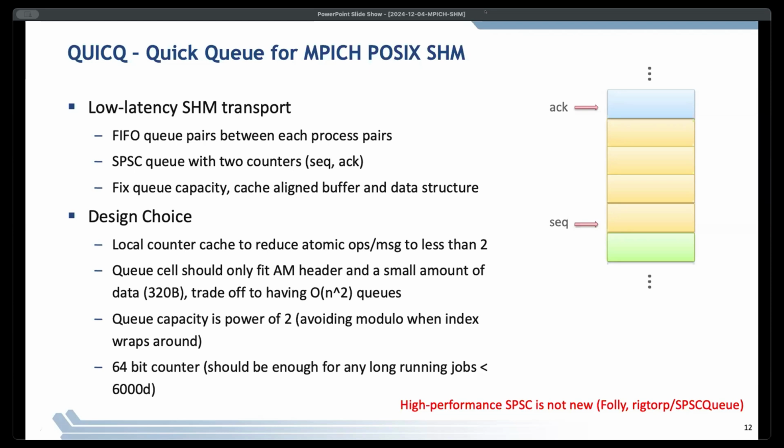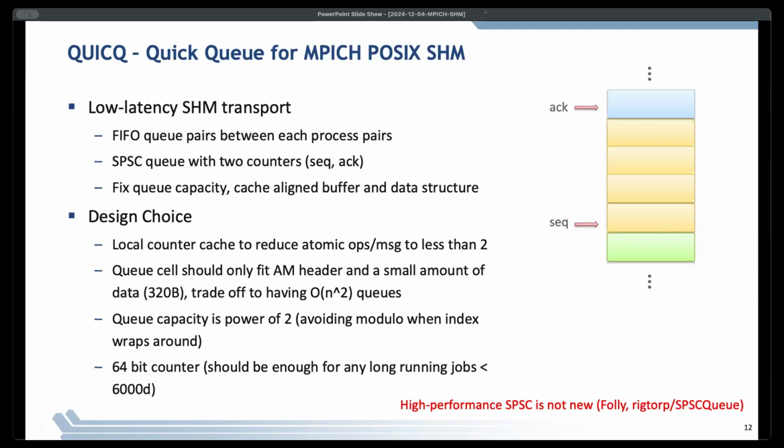So what we ended up with is, but before that, high performance SPSC is not something new. Facebook did that in their Folly library, and there's also this SCQ that you can get. Our queue fundamentally is no different from any of these implementations, but we do have one or two small tweaks related to the MPI communication.